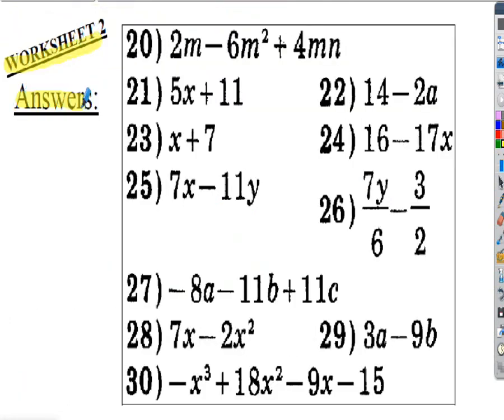Worksheet 2 is the answers for questions 20 through to 30. A few selected questions are worked through on the following slide.